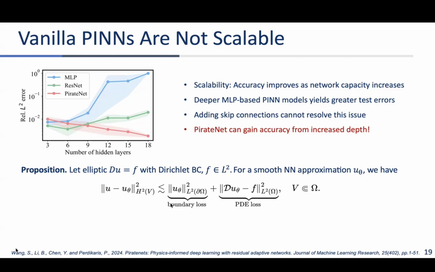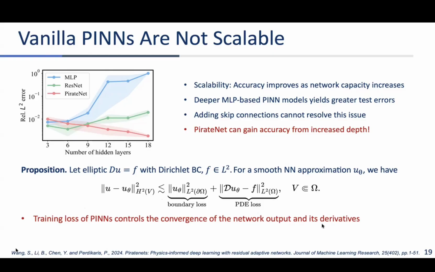So basically, this estimate tells you the error of u in the H2 norm will be bounded by the PINN's loss in integral form. From this error estimate, we can get two conclusions. Number one, the training loss of PINNs will control the convergence of the network output and its derivatives, which means if the training loss goes to zero, then the network output will converge to the PDE solution, and the network output derivatives will converge to the solution derivatives as well. And this is up to the order of the PDE system.